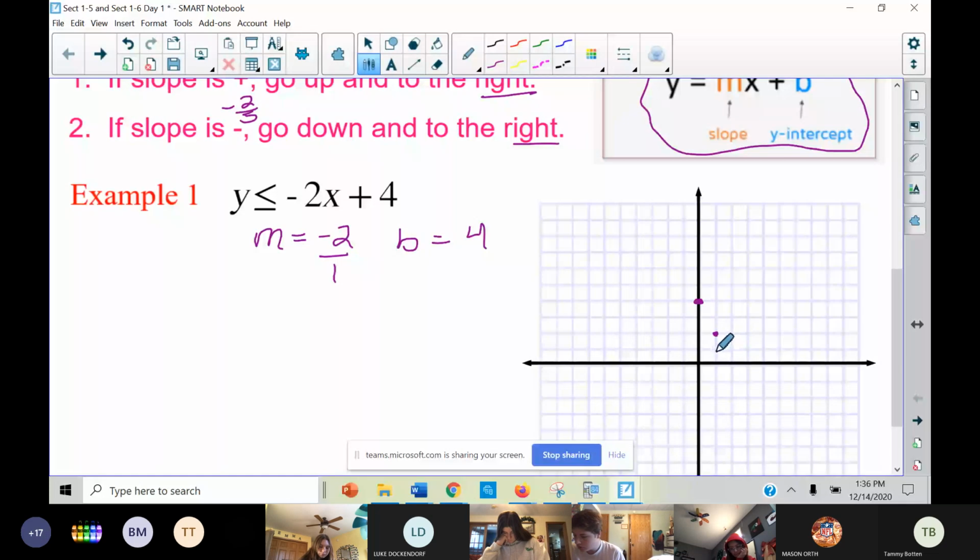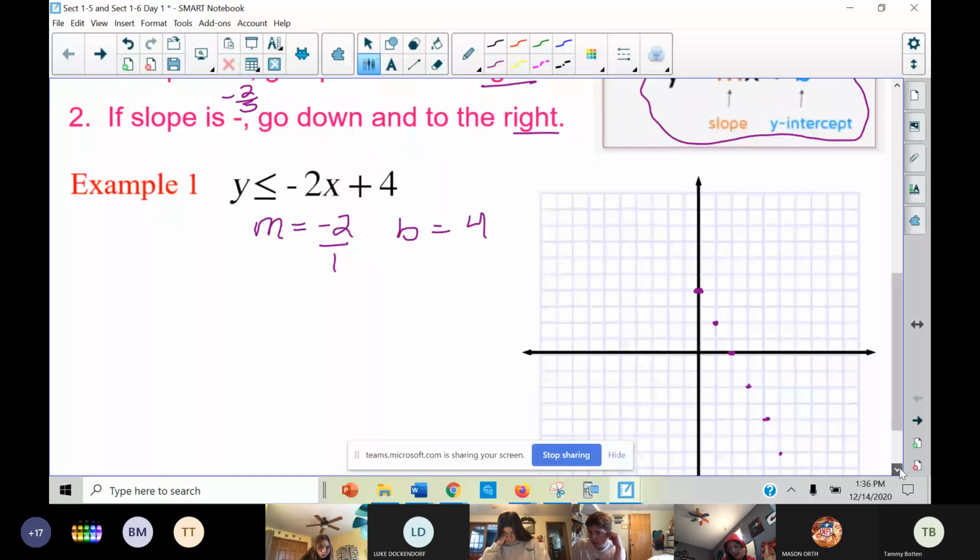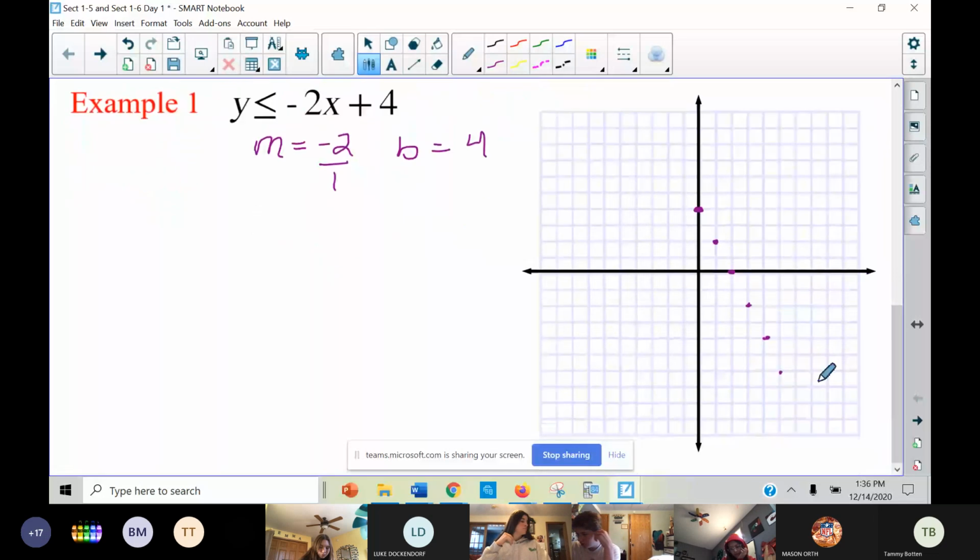Now, I'm super picky about graphs. So if you're going down 2/1, I don't just want you to make one point. I want you to keep doing that, down 2/1. And then you're going to use some type of a straight edge that you can find. You can open up one side of your book and use that as your straight edge. Or if you have a ruler, find something that is a straight edge, okay?